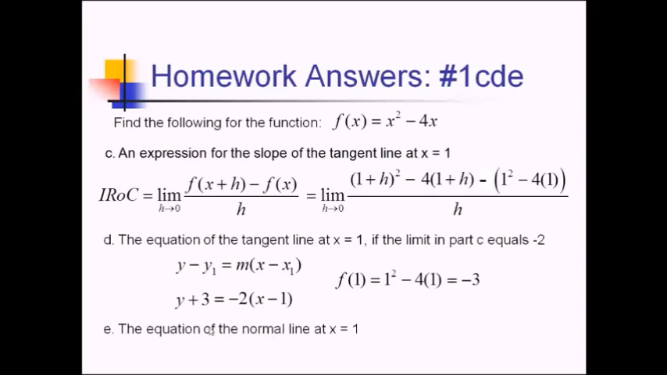And finally, they want the normal line at x equals 1. This is going to be exactly the same as the tangent line, same point, except that we're using the opposite reciprocal slope now. So I've got y plus 3 again, and now instead of negative 2, I'll have positive 1 over 2, still multiplying by x minus 1 though.